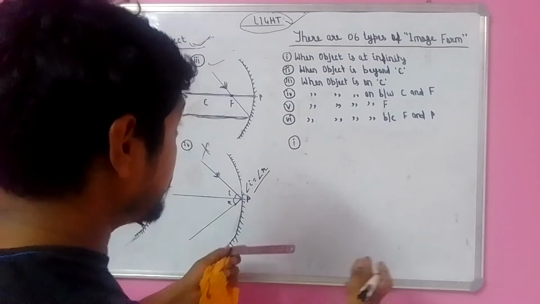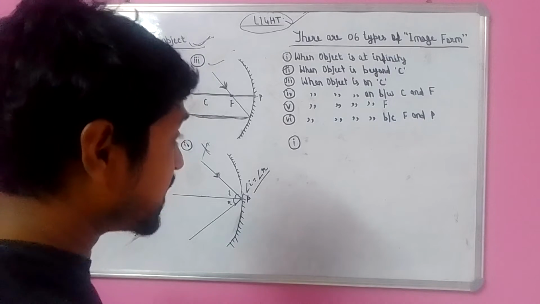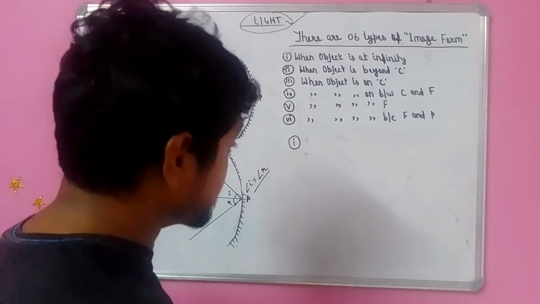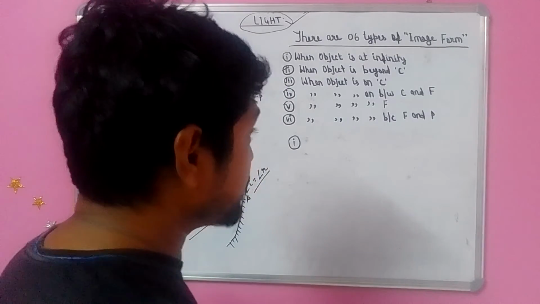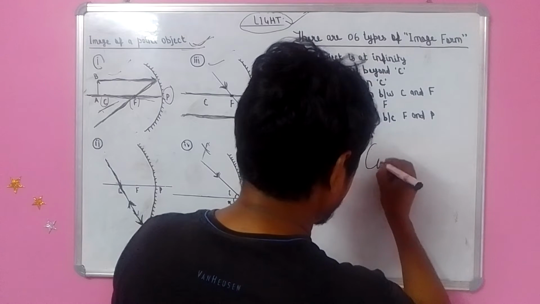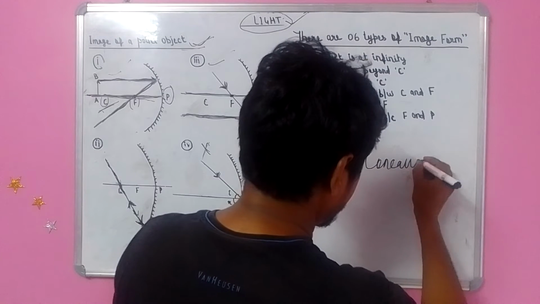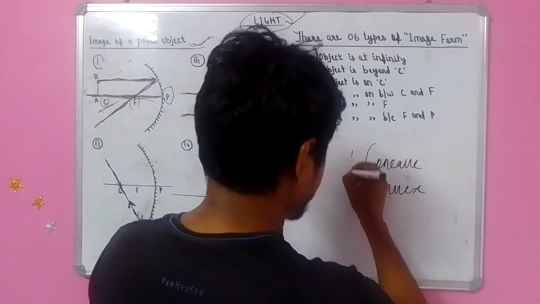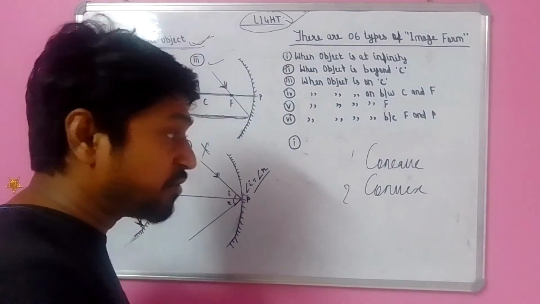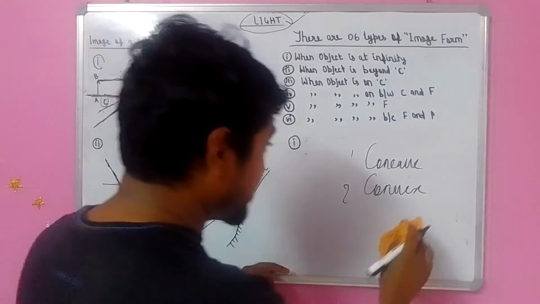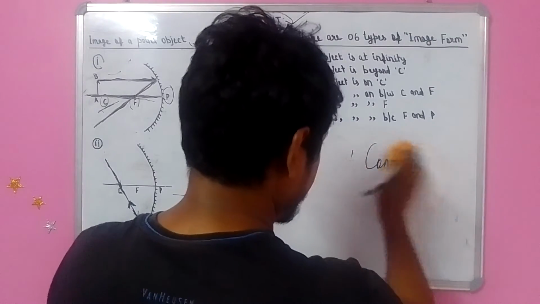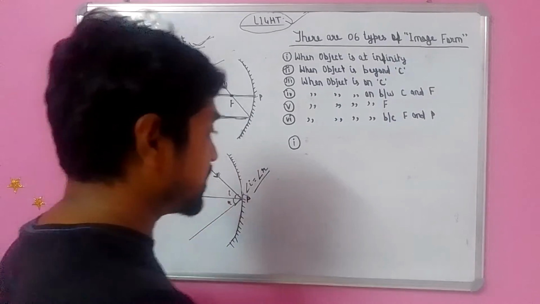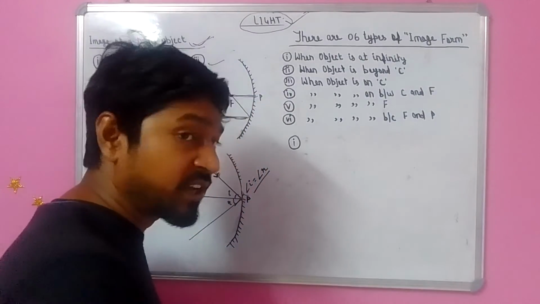Before understanding these things we have to learn how to draw a spherical mirror. There are two types of mirror. One is the concave mirror and the second is the convex mirror. But today we are going to study only the concave mirror, not the convex mirror. You will try to understand one by one. First of all, you will see how to form a spherical mirror.